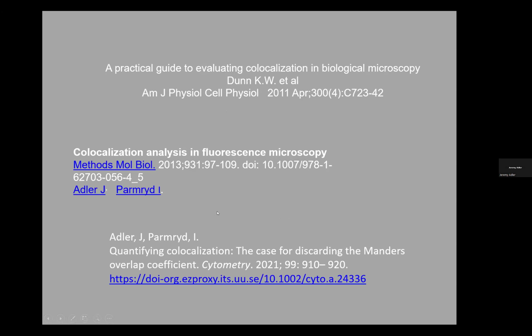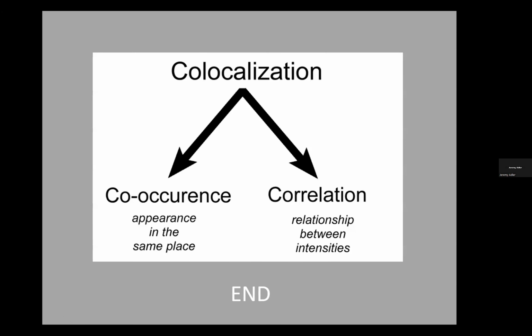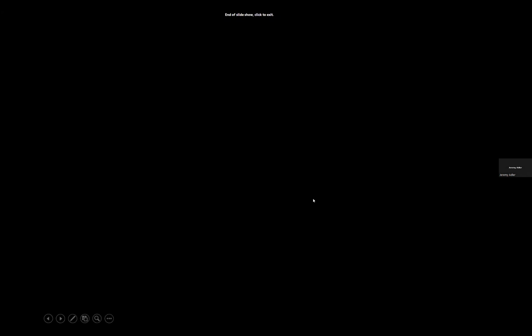And here are a couple of references. Here's repeating the main bit. Colocalization: two separate considerations, the same place or a relationship. And that's the end of the presentation on colocalization.